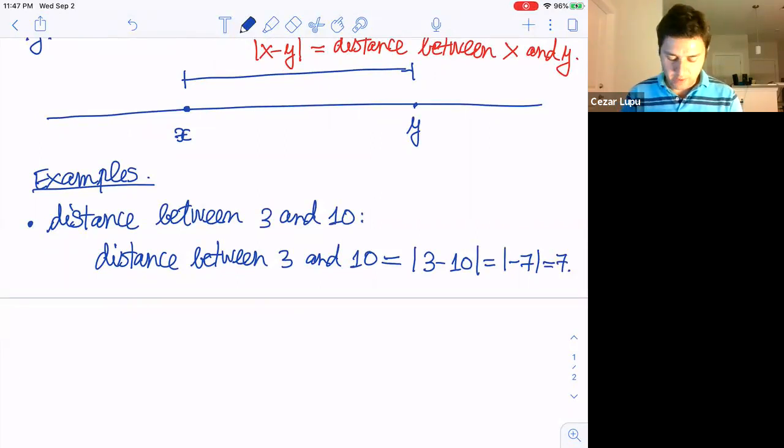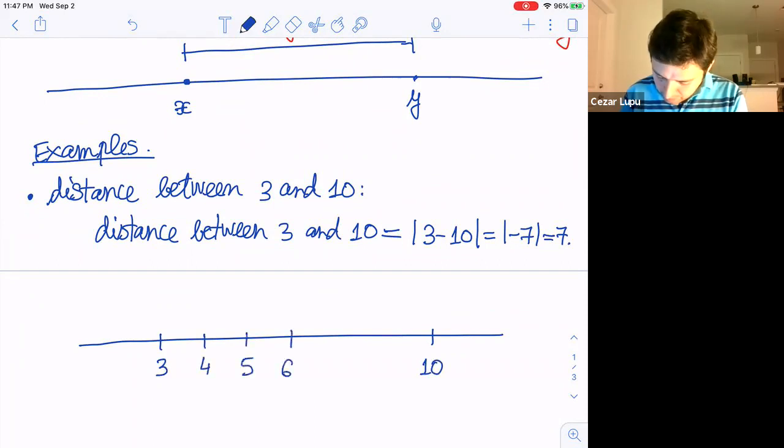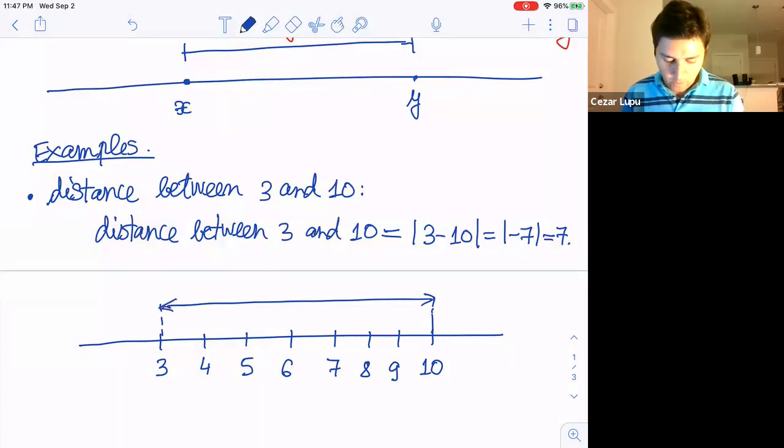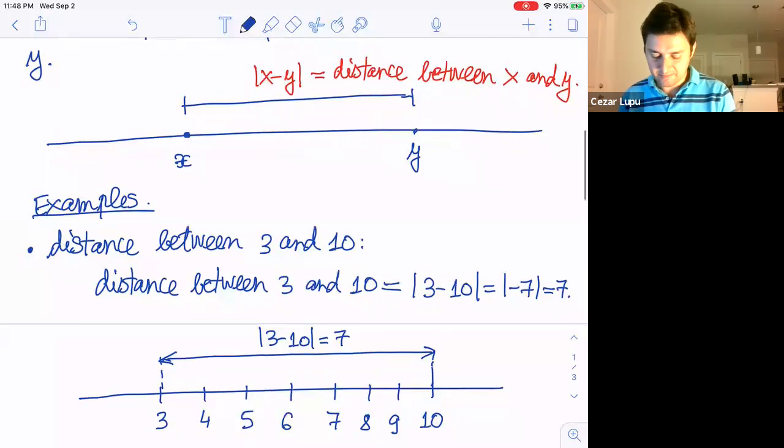We will see later on the properties of the absolute value. And now if you want to look at this geometrically, let's say I have here the point 3, and here I have the point 10. Well, let's say I have here 4, 5, 6, 7, 8, 9, and then 10. And I want to measure the distance from here to here. Well, this is nothing else, just like we have seen above, the absolute value of x minus y, the distance between these two numbers x and y. In this case it will be 3 minus 10, sorry, which is 7, the absolute value. And if you measure the distance from 3 to 10, it's 7, right?